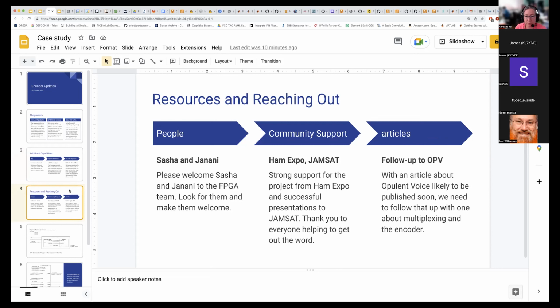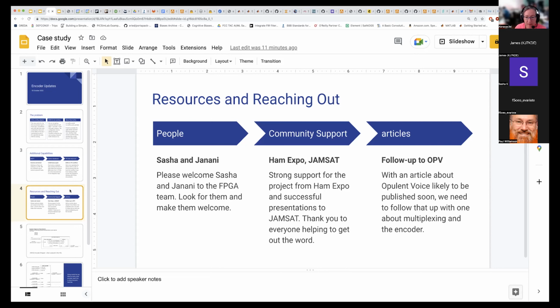We've gotten some additional community support. The Ham Expo presentations about our work went very well again. In the past, Andre and others, Anshul especially, have presented at Ham Expo. We did it again and got additional good feedback. And we've had a pretty high-level, wide-ranging set of presentations to JAMSAT. So thank you everyone for helping get out the word. It doesn't happen without people actually pushing and saying things and going out there and introducing it. So please help spread the good news.